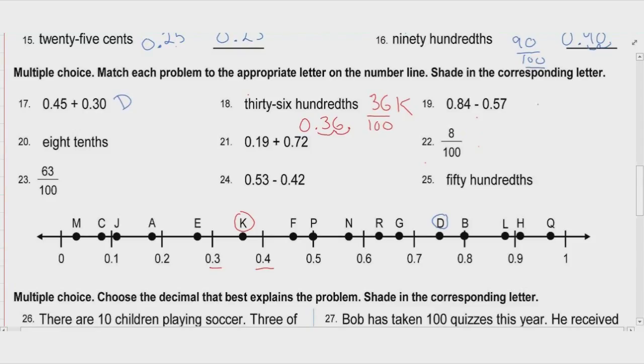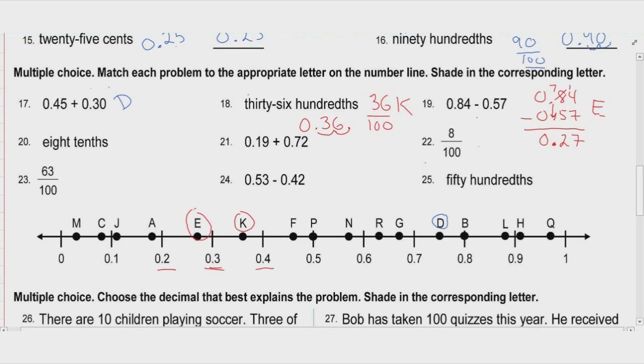Problem 19, we have 0.84 minus 0.57. Again, make sure you line up your decimals. You come straight down, the decimal is right there. 4 minus 7, you can't do it, so you need to borrow. The 8 becomes a 7, the 4 becomes 14. 14 minus 7 is 7, 7 minus 5 is 2, and we get 0.27. That's going to be between 0.2 and 0.3, so that has to be E. So we put E here, and we find that in our picture and shade it in.